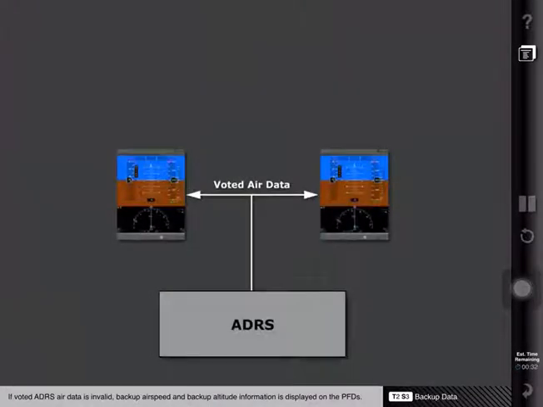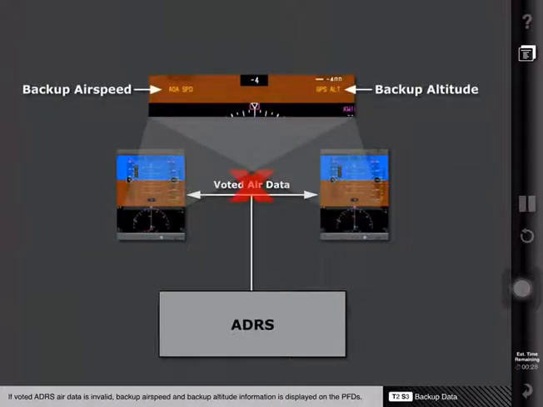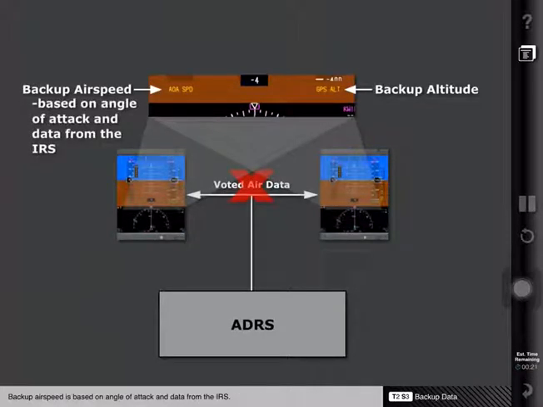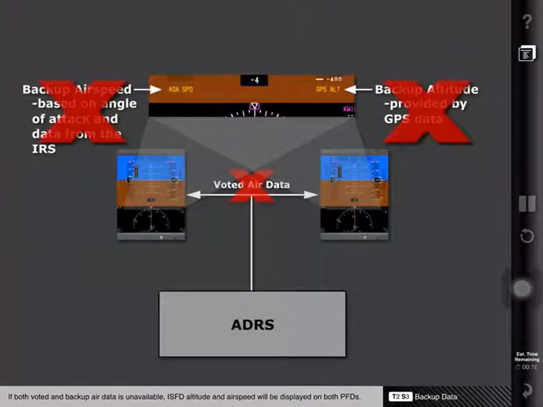If voted ADRS air data is invalid, backup airspeed and backup altitude information is displayed on the PFDs. Backup airspeed is based on angle of attack and data from the IRS. Backup altitude is provided by GPS data. If both voted and backup air data is unavailable, ISFD altitude and airspeed will be displayed on both PFDs.